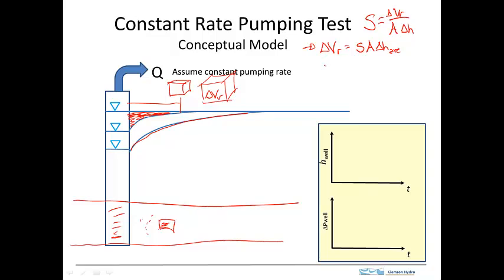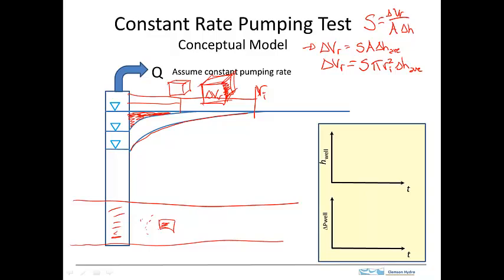And the area that's affected, under these ideal conditions, is bounded by a radius of influence here, and we imagine that it's revolved around the well, and that gives us a circular area. So the volume that's been recovered is the storativity times pi times the radius of influence squared times the average drawdown. Okay, that's how we get this volume that's been removed from storage.